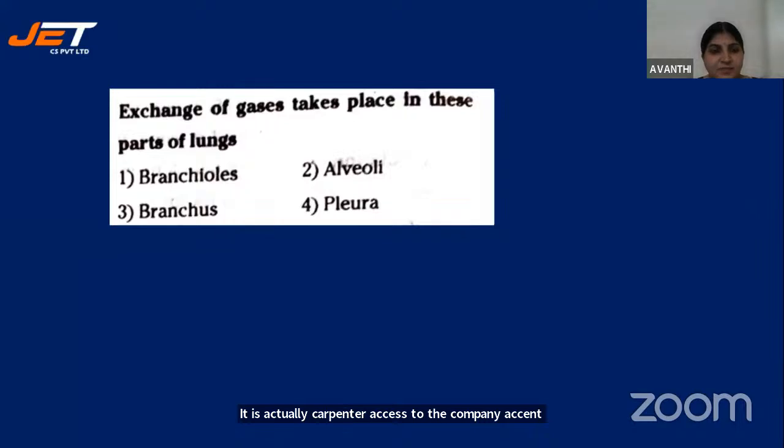Okay, next. Exchange of gases takes place in which part of the lungs? Already it's a repeated question, but they have asked it in the other way. Bronchioles, alveoli, bronchus, and pleura. Pleura is a membrane surrounding the lungs. Bronchioles and bronchus are parts of the respiratory system. And what is left as the odd one out?